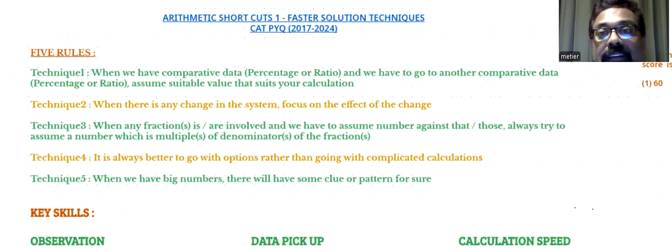Technique 5. When we have big numbers, there is for sure some clue or pattern. Big numbers given in the problem do not mean you have to write down all the numbers and fill up all the pages available in your center. You can easily solve it in the shortest possible space and time by going with the pattern or clue.